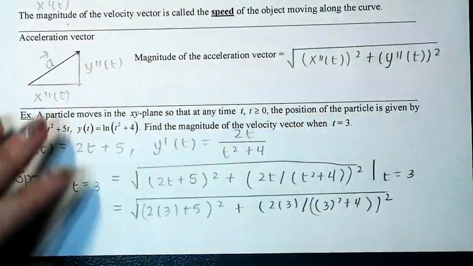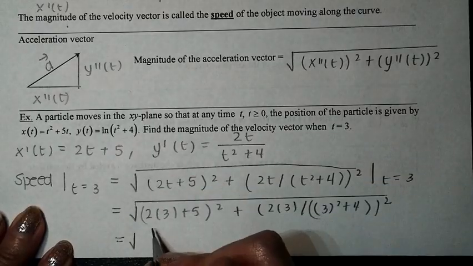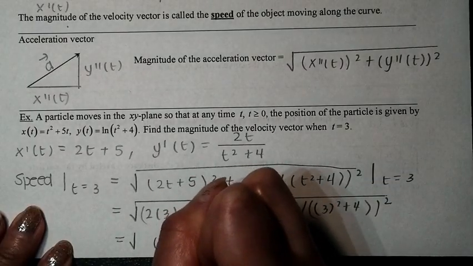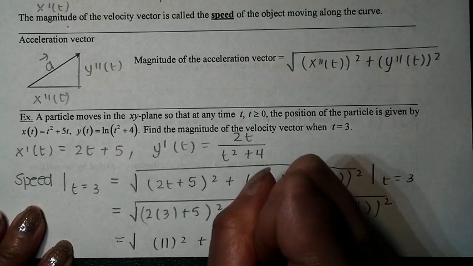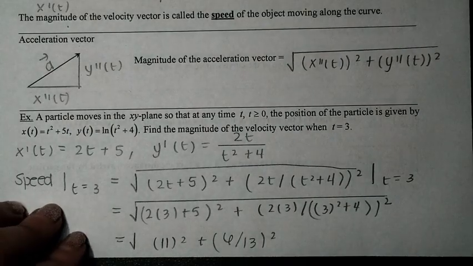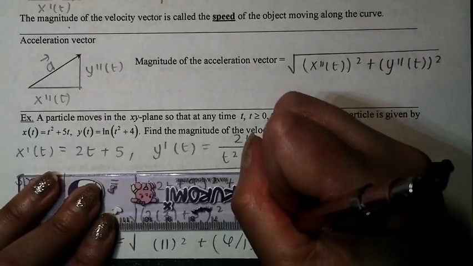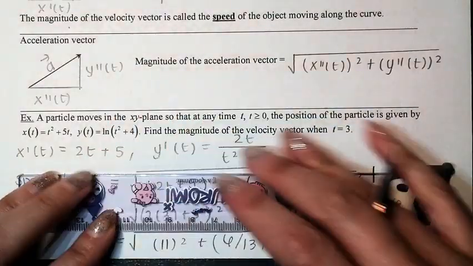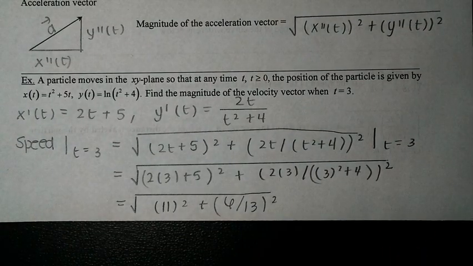If you want to simplify it a little bit more, you can leave it like that, right? Or this one, you know that it's going to be 11 square plus, and this is going to be 6 over 13 square, which is not a very nice number, so I would leave it like that. Okay, and that's how you can find the speed. So that's for this example. Isn't that simple? So don't complicate your life, you don't need to simplify it. So let's look at the next example.